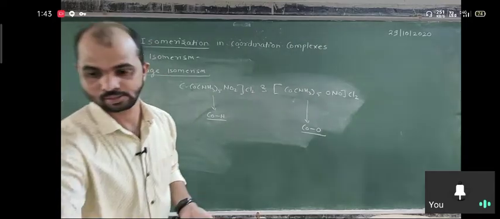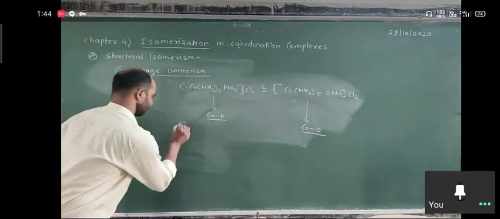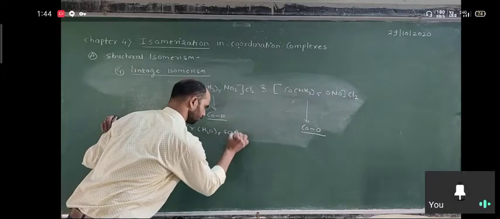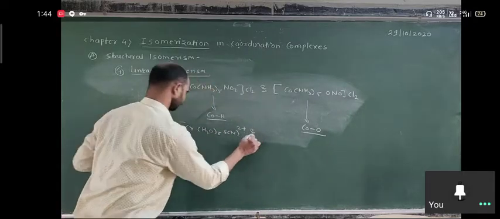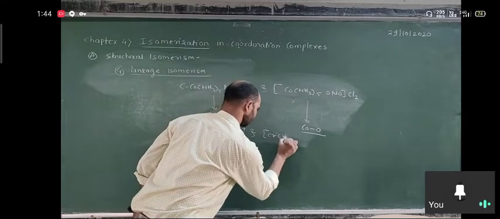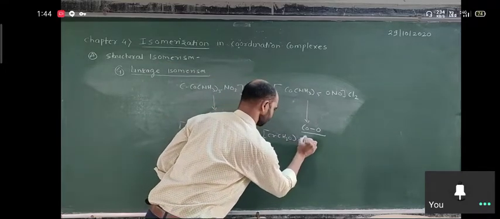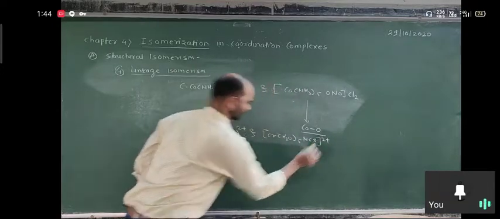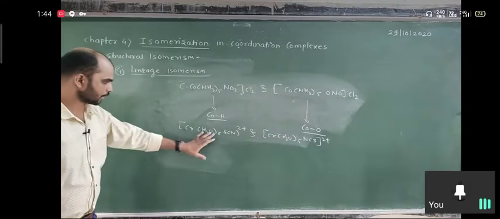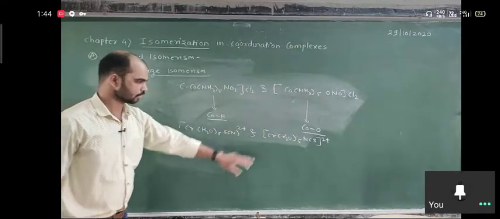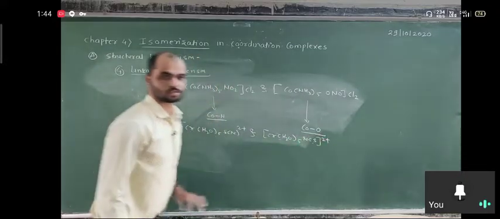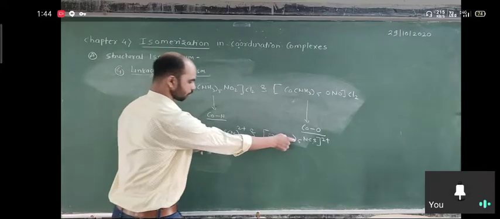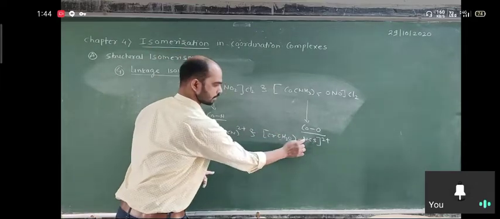Another example is [Cr(H2O)5SCN]2+ and [Cr(H2O)5NCS]2+. What is the difference? Both have the same molecular formula.